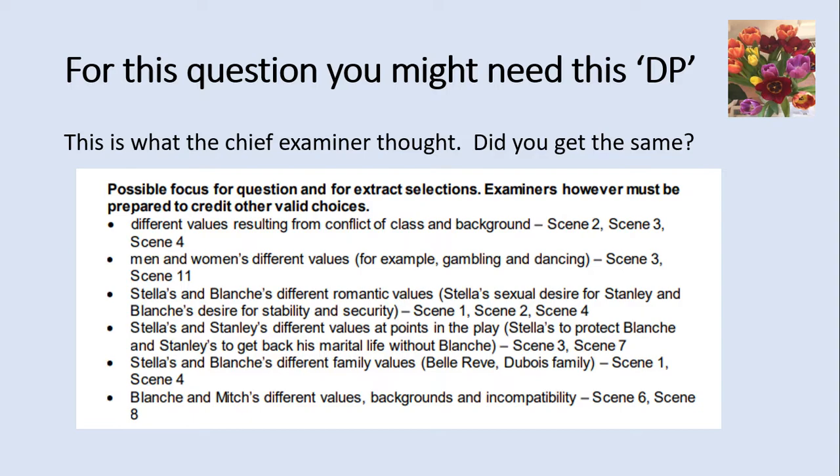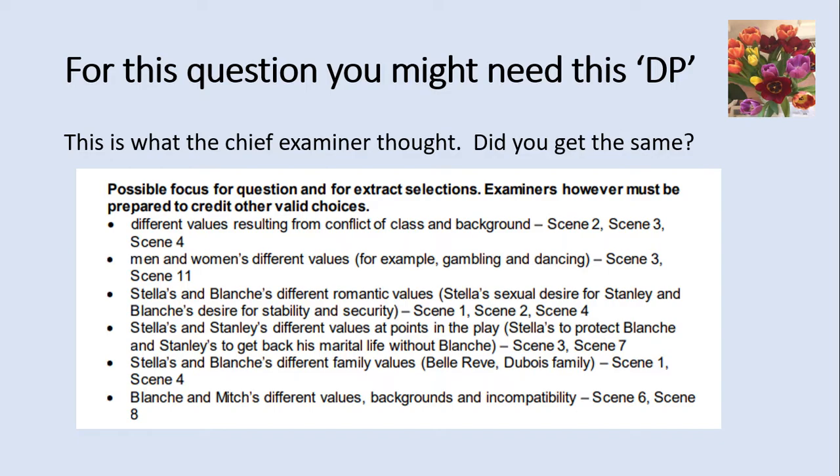You've also got other values. So the examiners here have picked out the romantic values. For example, it's the irony between Stella's sexual desire for Stanley. Blanche actually desires stability and security. That's what she wants. She wants marriage. But actually, she plays at sex to get marriage. She plays at sex to find affection, I suppose, and love. So there are some interesting conflicts going on in the sexual politics in the play.